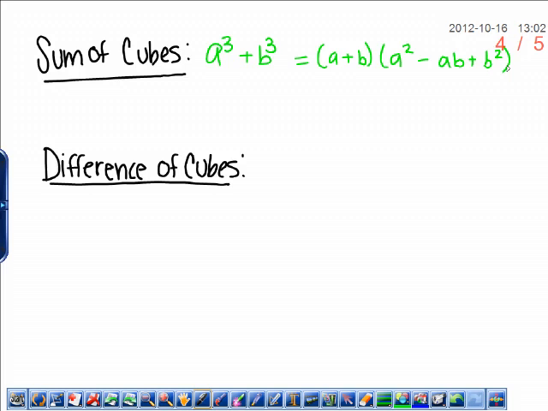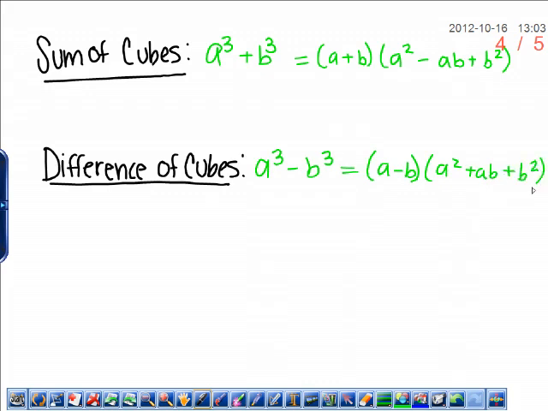Your rule for difference of cubes is very, very similar. If I have a cubed minus b cubed, that factors into a minus b times a squared plus ab plus b squared. Those are your rules for factoring sum and difference of cubes. You must memorize these rules. Okay? Factoring sum and difference of cubes is really straightforward as long as you memorize this rule. All right?